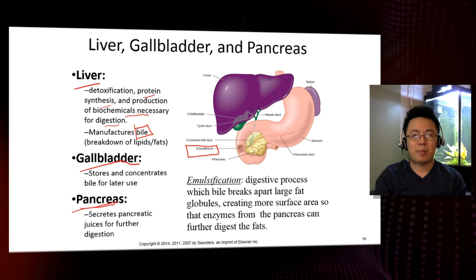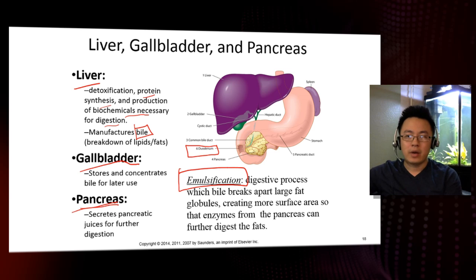And then lastly, we have the pancreas, which secretes pancreatic juices for further digestion. Now the digestive process in which bile breaks apart large fat globules, creating more surface area so that these enzymes from the pancreas can further digest these fats, is known as emulsification. Right here, emulsification is that word.